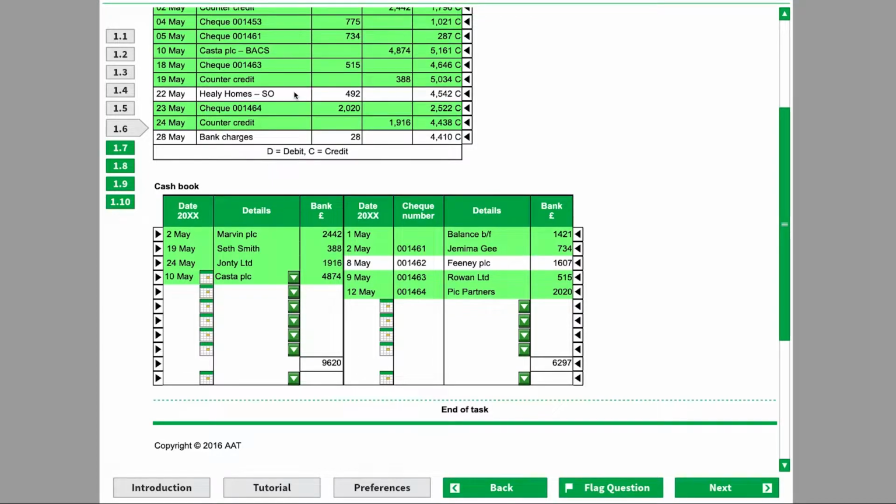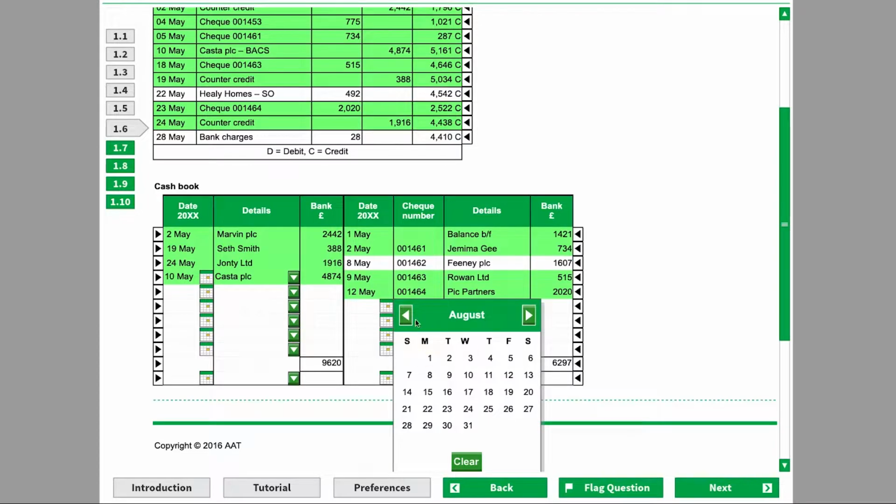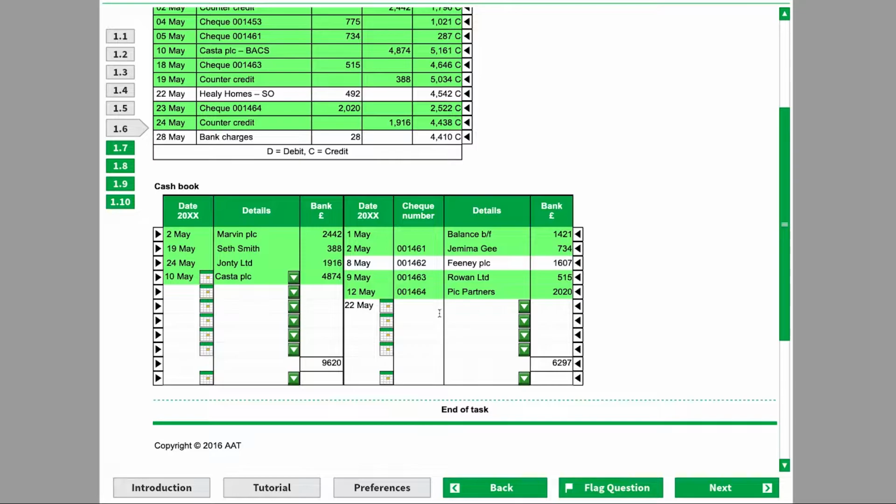This next one is Healy Homes, so we can enter that in. So we go 22nd of May. The check number we don't have because it's a standing order. So we just select Healy Homes and enter the amount 492. And that would be on the credit side of the cash book as it's money going out. We just select those two as well to show that they've been done.